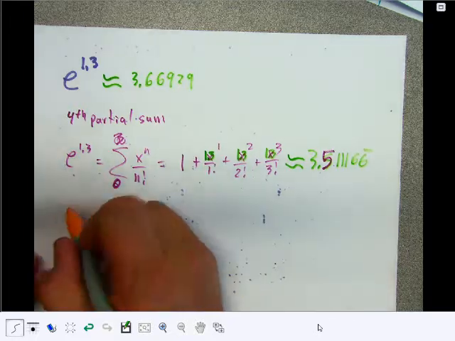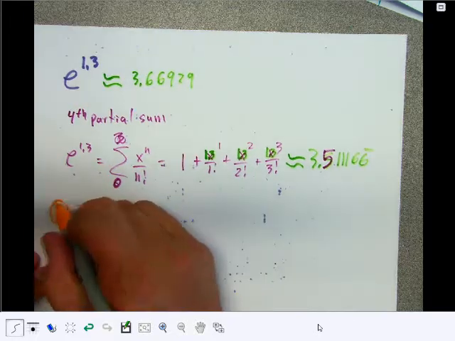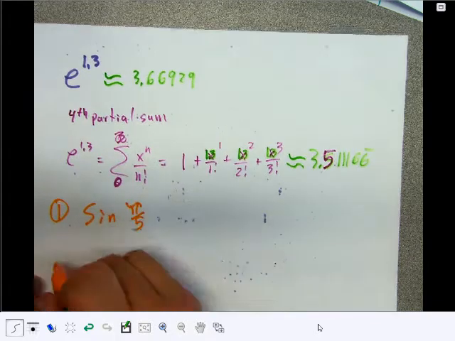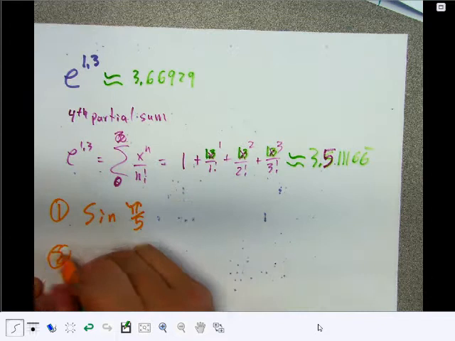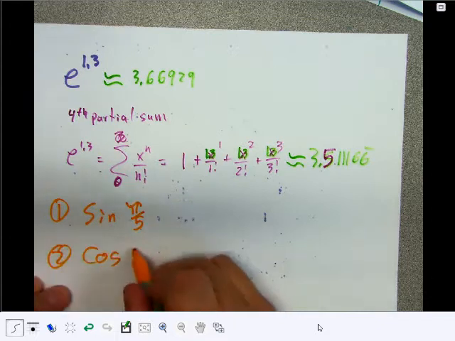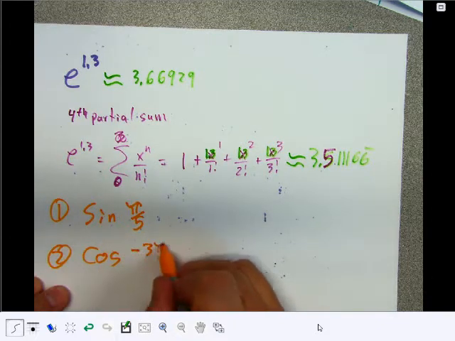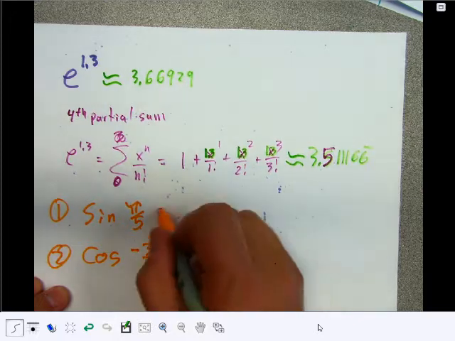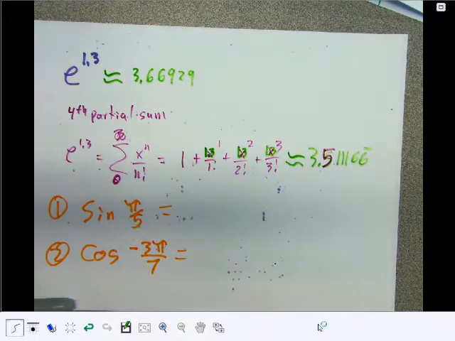Your job is to do, number one, sine of pi over 5, and number two, cosine of negative 3 pi over 7. Those are the approximations that we need. All right, give that a whirl.